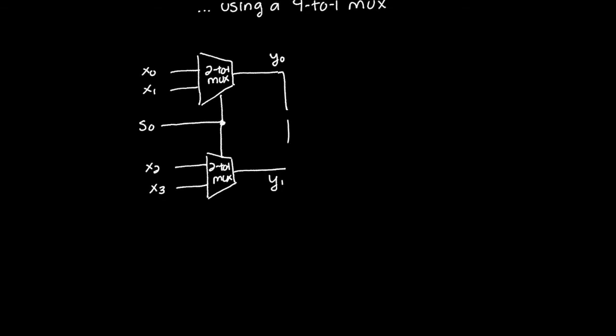And now I am going to feed y0 and y1 into a third 2-to-1 MUX that has selector S1, and my output is going to be Y. So in all this, I have four data inputs, four 1-bit inputs for my data. I have a 2-bit selector, and I have a single output, which is Y. So this is my whole system. And I'm going to show you why.